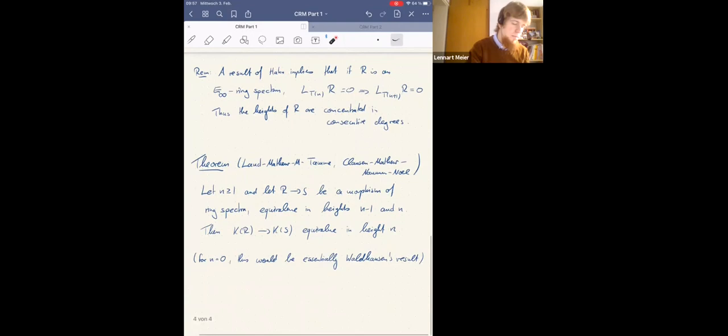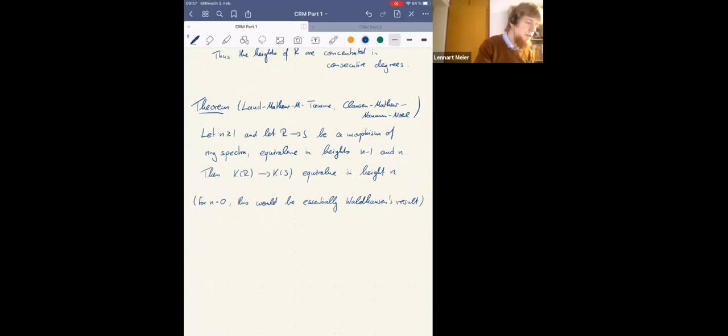Okay. So I plan to give three applications of this, and then we'll stop the first part of my talk. So the first thing will be about the redshift conjecture. This has been pioneered by Rognes and also Neil Rognes. The precise formulation I will give, I'm not sure they would agree with this, but let me just give a formulation. So let R be an E-infinity ring spectrum.